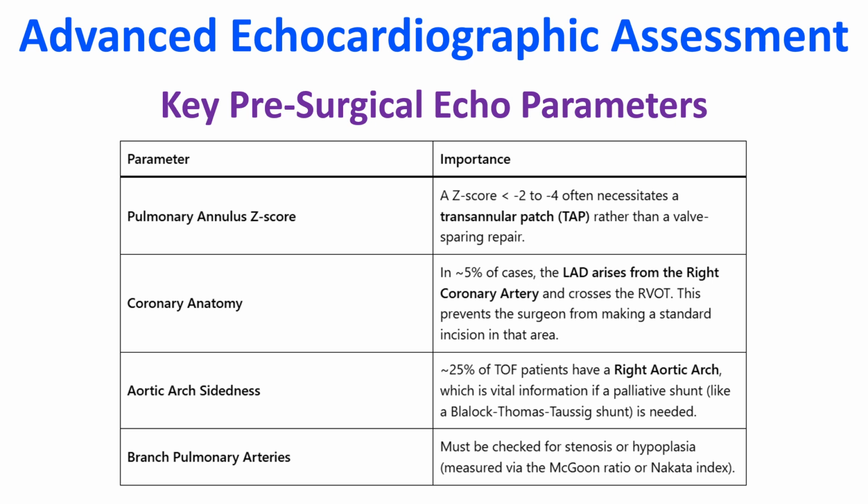In about 5% of cases, the left anterior descending coronary artery arises from the right coronary artery and crosses the right ventricular outflow tract. This prevents the surgeon from making a standard incision in that area. 25% of tetralogy patients have a right aortic arch, which is vital information if a palliative shunt like a Blalock-Thomas-Taussig shunt is needed. Branch pulmonary arteries must be assessed for stenosis or hypoplasia, measured via the Magoon ratio or Nakata index.